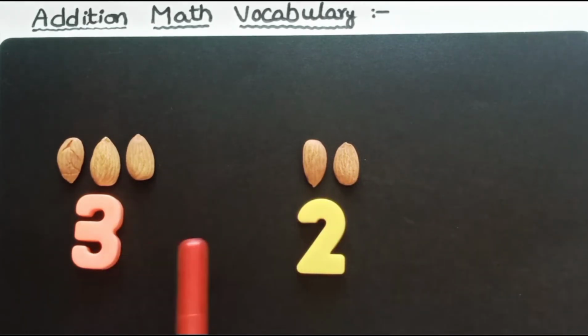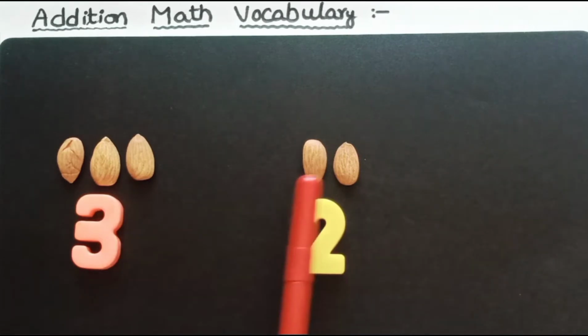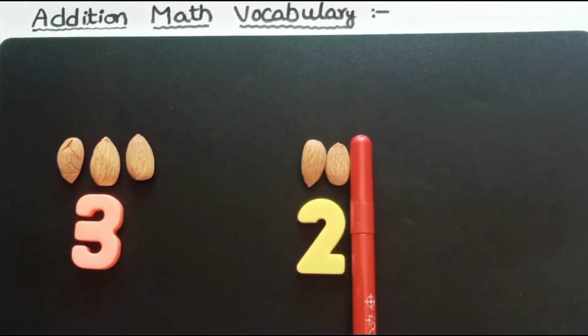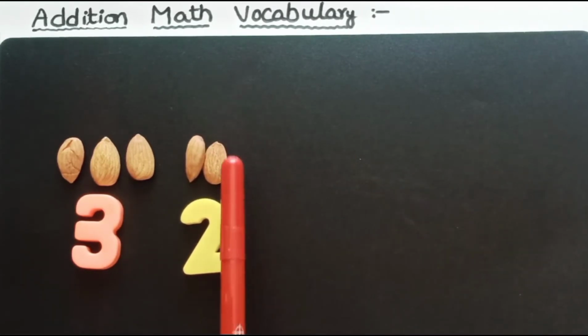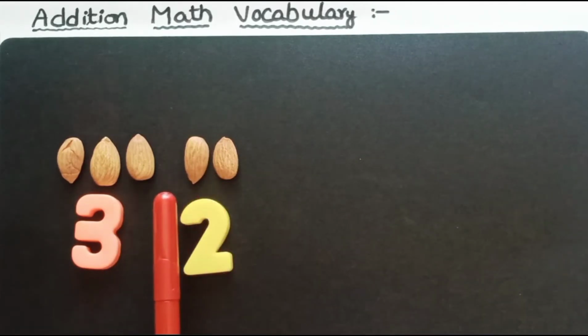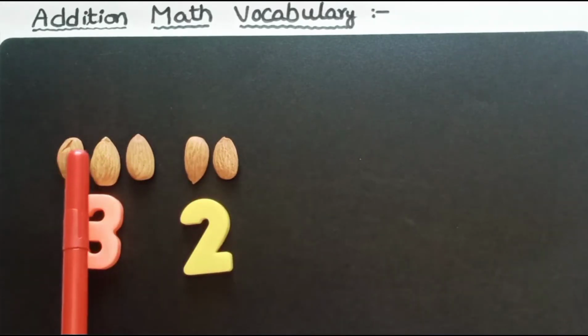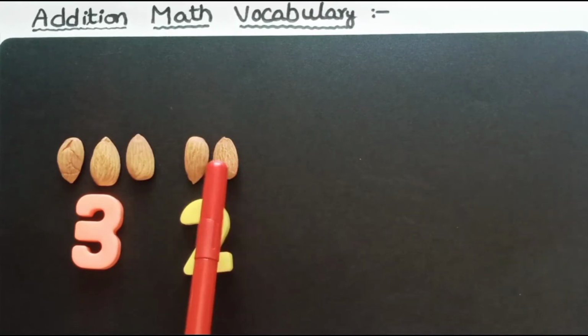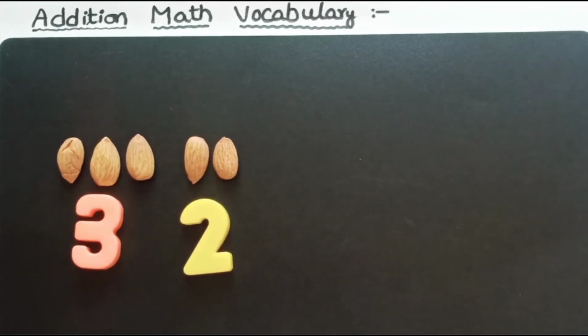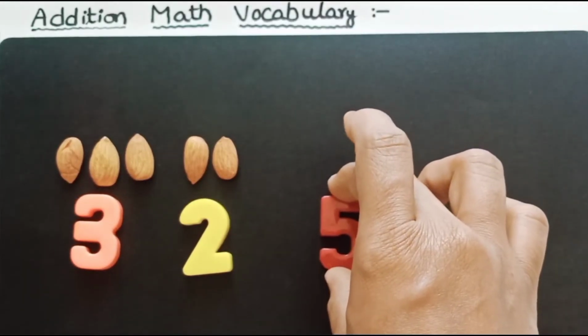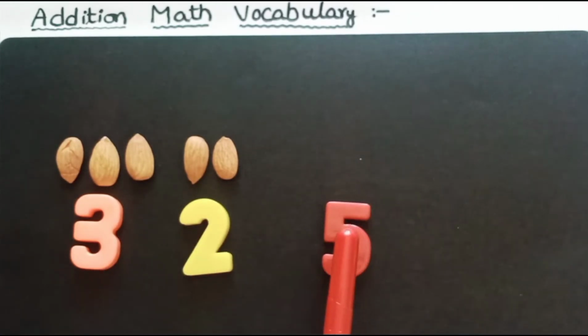So if we add 2 almonds with 3 almonds, that means if we join them together, then totally how many almonds do we have here? 1, 2, 3, 4, 5. Totally we have 5 almonds.